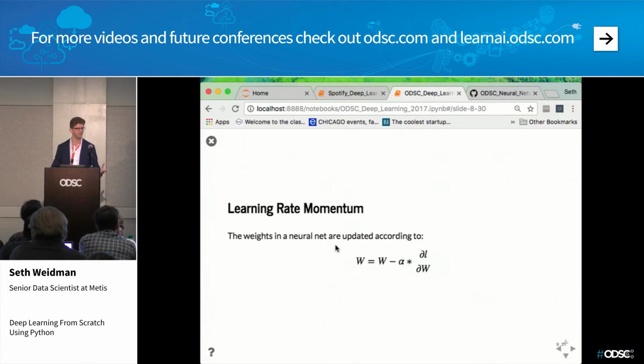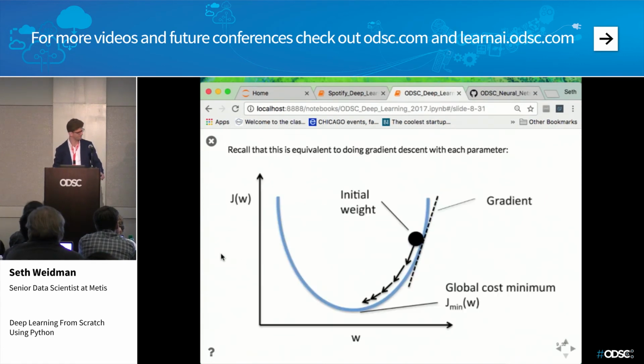By default, the weights in a neural net are updated according to this equation. We take the weights, we subtract off a learning rate times the partial derivative of the loss with respect to the weights. So this is equivalent to doing gradient descent, essentially, with each weight. I think it's really important, and when I teach at the Metis Data Science Bootcamp, I make the students know the equation that you're subtracting off the partial derivative of the loss with respect to the weights.